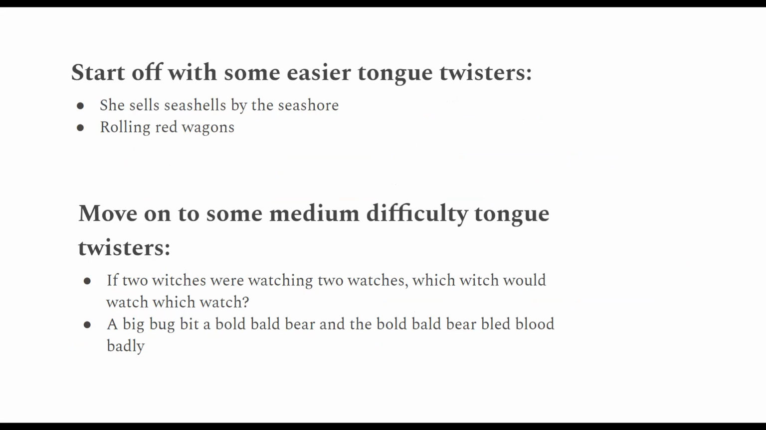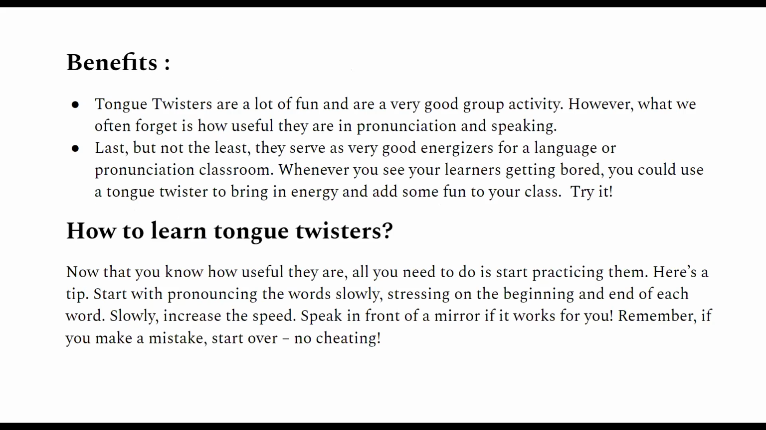Easiest tongue twister: She sells seashells by the seashore, rolling red wagons. Moving on to the medium difficulty tongue twisters. If two witches were watching two watches, which witch would watch which watch? A big buck bit a bold bald bear, and the bold bald bear bled badly. The benefits of tongue twisters are that they are a lot of fun and very good for group activity.